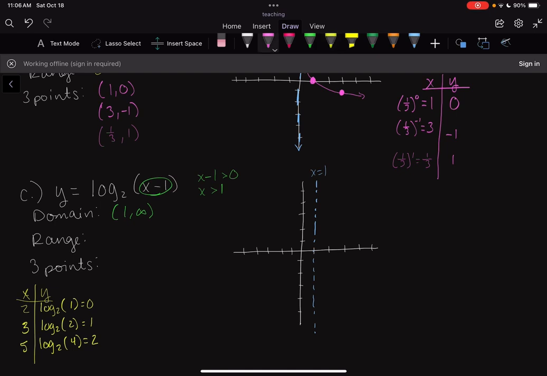Or you can move it into an exponential. As an exponential, this is 2 to the y equals x minus 1. So 2 to the y plus 1 equals x. And then for this one, you just treat it like an exponential. So you pick a y value and plug it in. The first one I would pick is 0 because that makes my exponent 0. So 2 to the 0 plus 1, that's 1 plus 1, so that's 2. That's a good point. Let's go ahead and plug that one in.